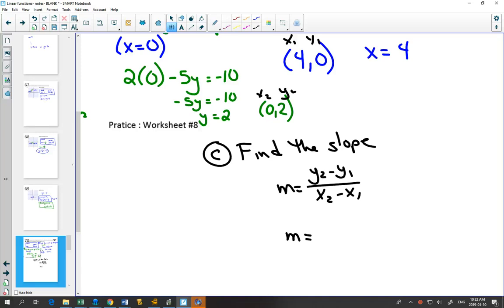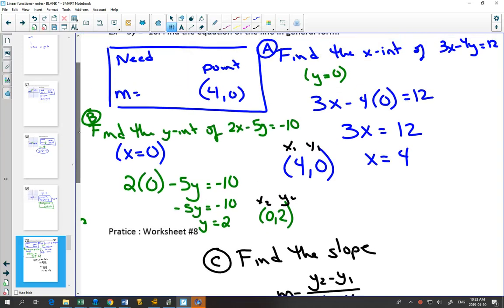And we can plug things in. y2 is 2 minus y1 is 0 over x2 is 0 minus x1 is 4. We get 2 over negative 4, which is equal to negative 1/2. Now we have our point and our slope.